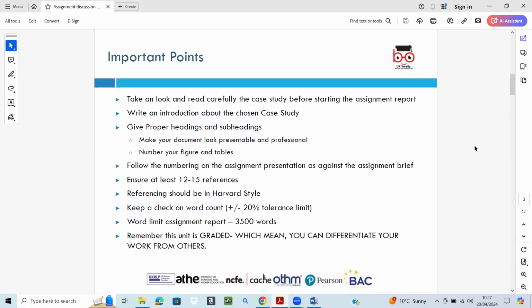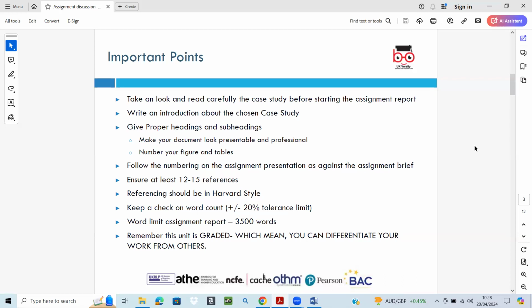So here, as they have mentioned, ensure that we give at least 12 to 15 references, and they say that referencing should be in Harvard style. Yes, the referencing should be in Harvard style, and we can use different websites to make the references in Harvard style as well. So we don't exactly need to remember everything about how we do the Harvard referencing style.